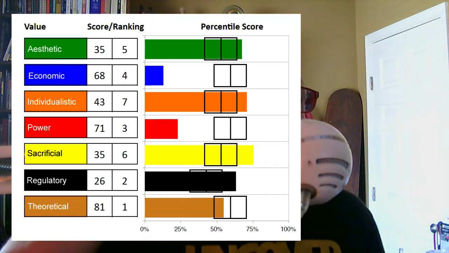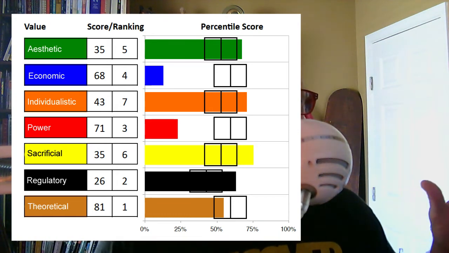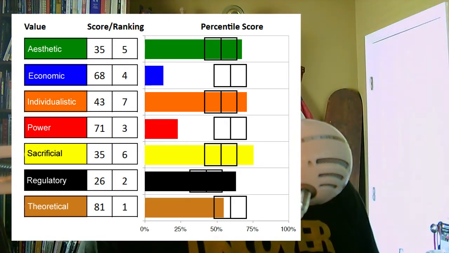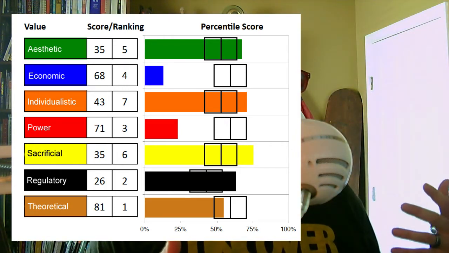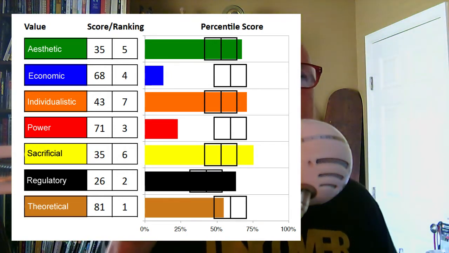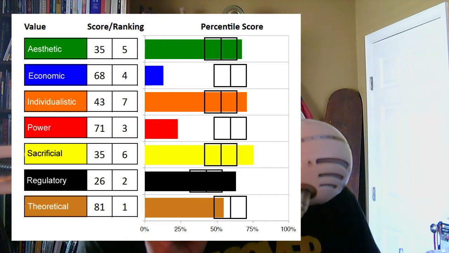Now, look at this sacrificial line. Okay? It's the highest line. It's about a 77 in reality, not a 35. It's a 77 sacrificial. And then their economic is very, very low. You know, it's about a 15. So what does that mean? They see the value in other people sooner than they see the value in themselves. All the time.